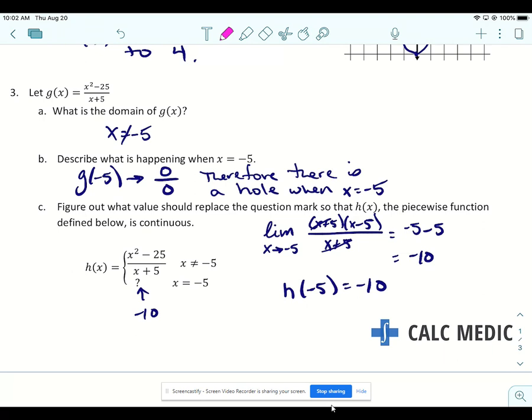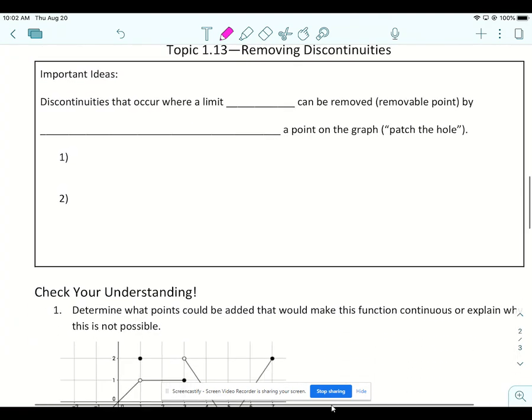So what I did on C is I wrote it as a limit. I went ahead and factored. The x plus 5s would cancel out, and I'm left with negative 10 for that limit. So that means that for the function to be continuous, h of negative 5 would have to equal that negative 10, and that would fill the hole, or patch the hole.